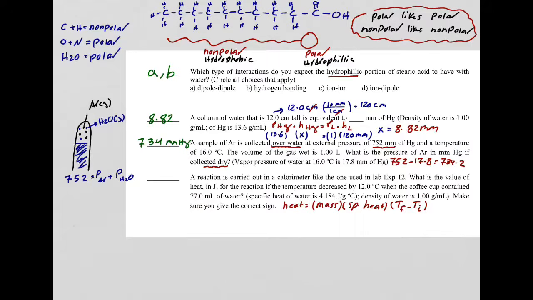So I have 77 ml of water. So what's the mass of water? 77 gram, because the density of water is 1. Specific heat of water, liquid, is 4.184 joules over gram degrees Celsius. Okay, so far so good. So the gram can cancel out.